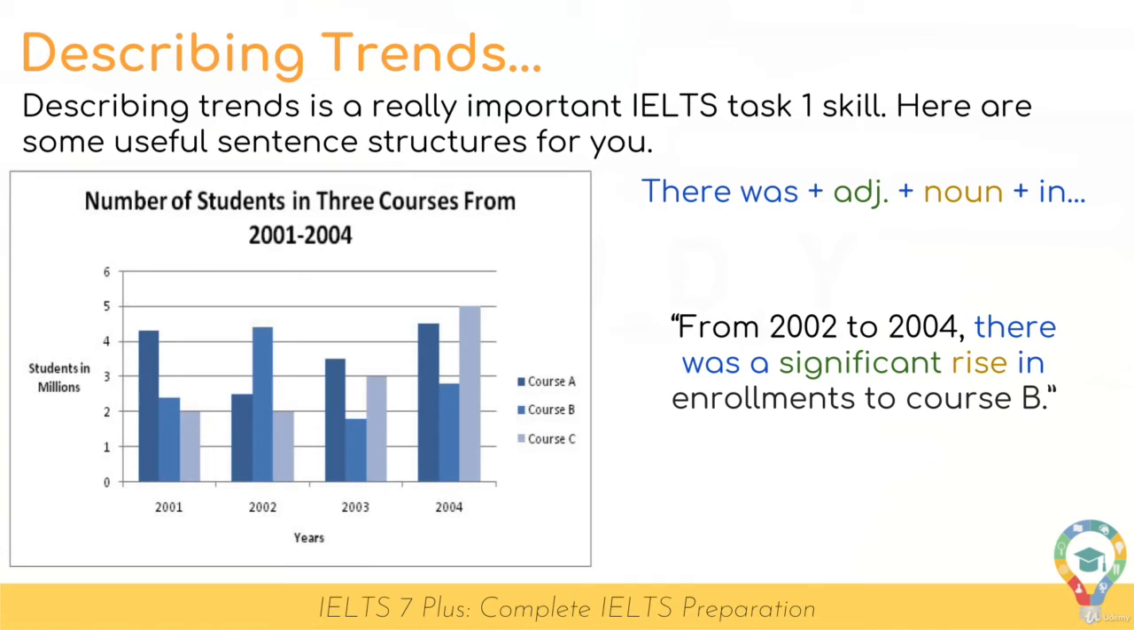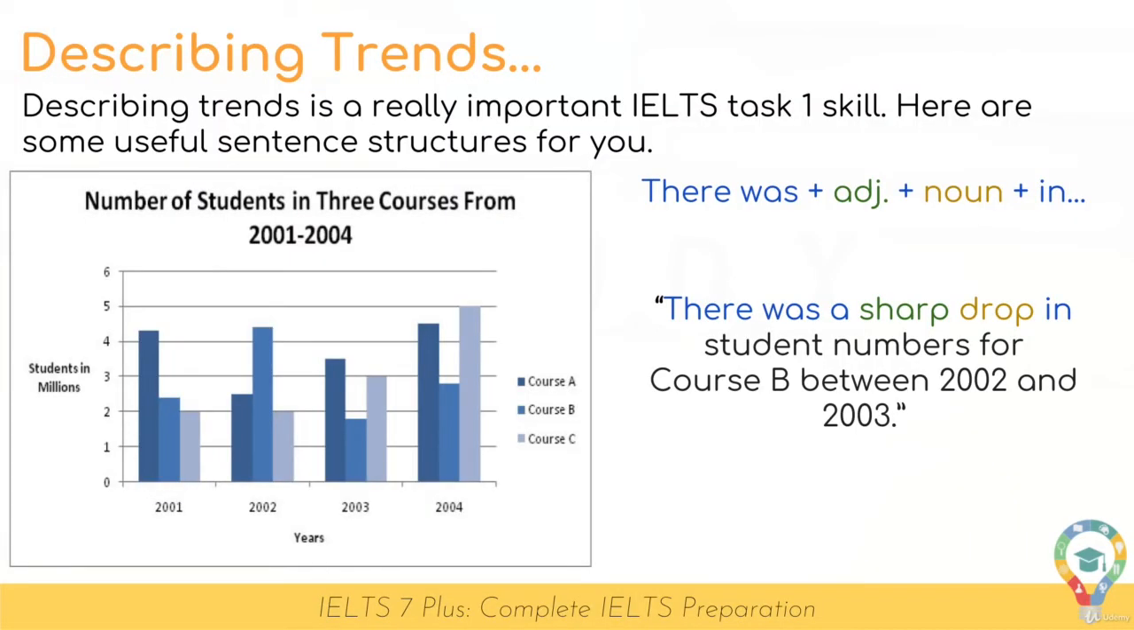Significant could be replaced with words such as steep or rapid, and rise could easily be replaced with the synonym increase. Let's see our second example for describing trends. Here I will use the same sentence structure to describe a decrease in the trend. There was a sharp drop in student numbers for course B between 2002 and 2003. Again, these are only two examples using this sentence structure of trends that are easily identifiable on the example bar chart.